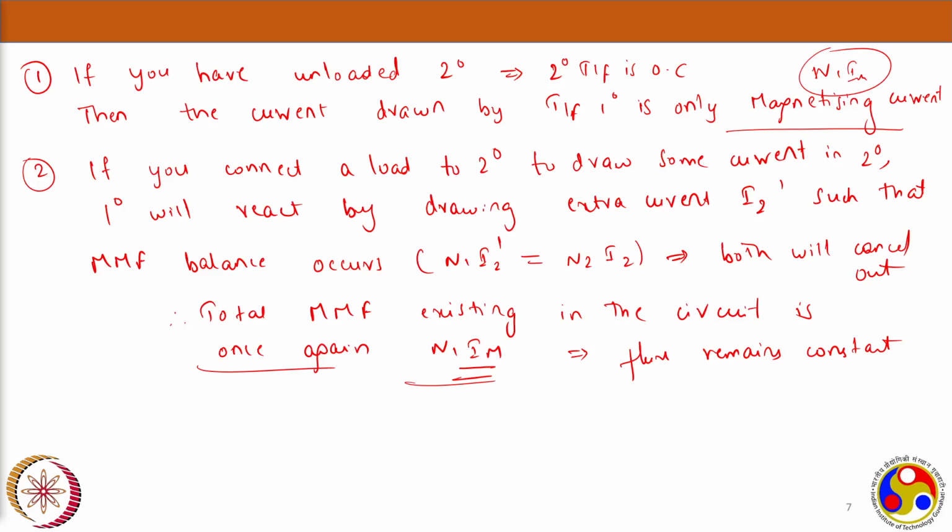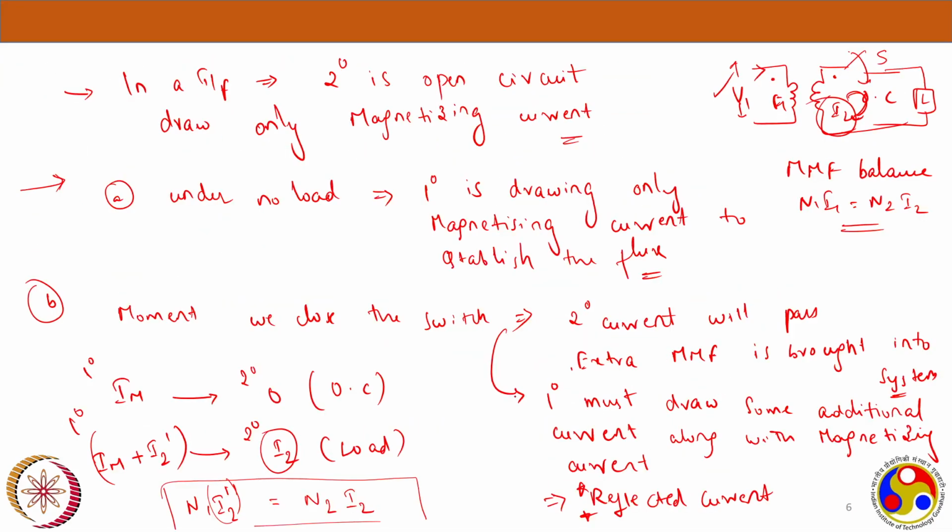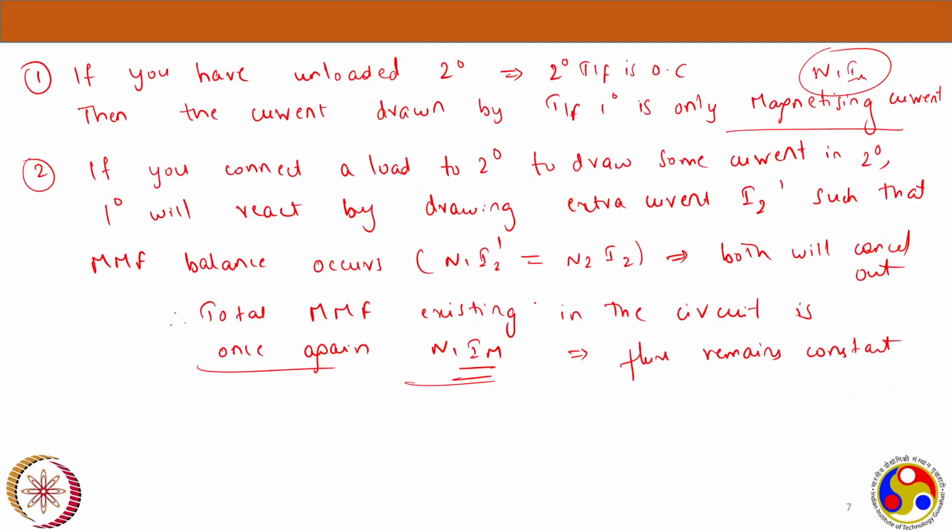So now we will take this concept. See, why did we start this discussion? Because we are trying to join the primary and secondary, right? So till this point we have discussed two different circuits having the same current I2, and we discussed this concept of MMF balance, and now we will see.